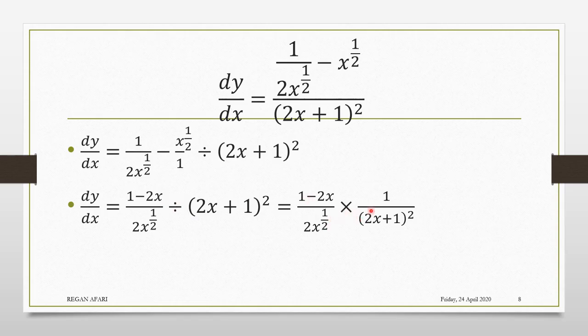Okay, so now 1 times this times that. All right, and what do we get? This is what we get. Now someone might ask, we are supposed to have 2x raised to the power half times 2x plus 1 all raised to the power 2. So why do we have the square root? Well, x raised to the power half is the same as the square root of x.